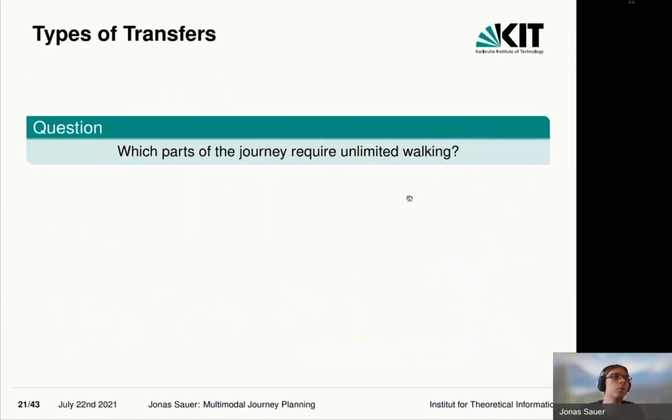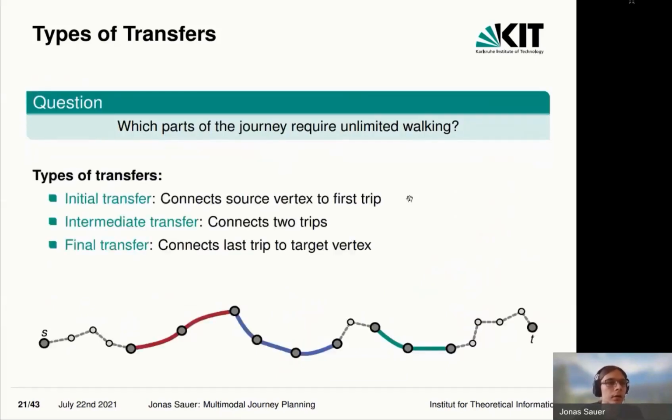So we want to analyze that even more closely now. We want to ask ourselves which parts of the journey actually require unlimited walking. And we're going to classify the types of transfers that are possible.